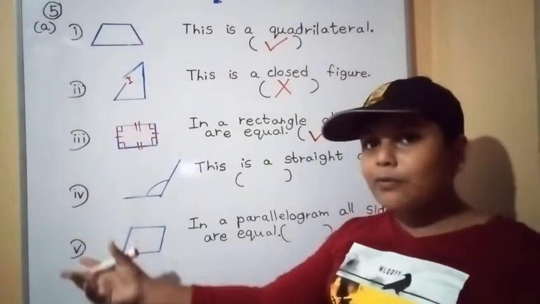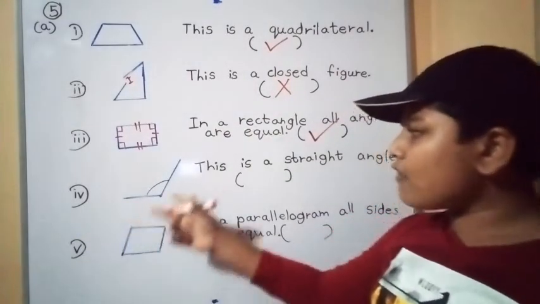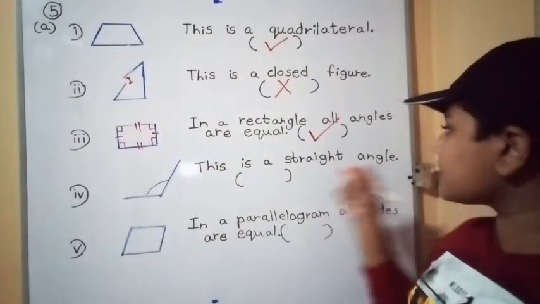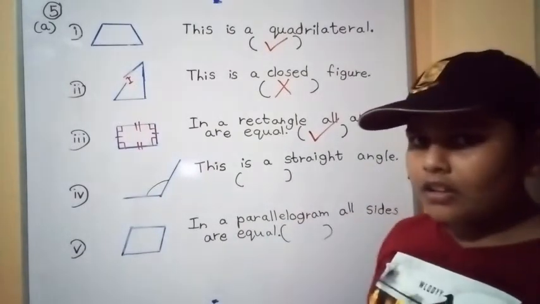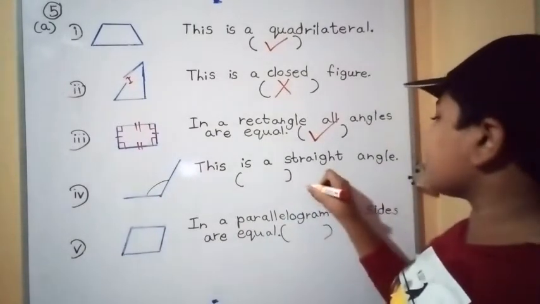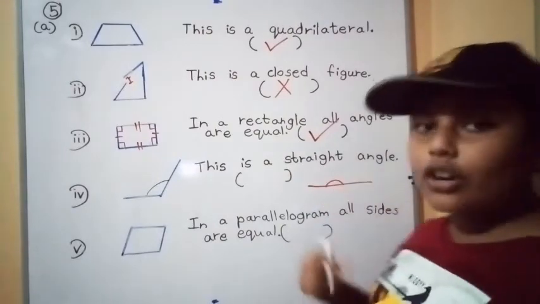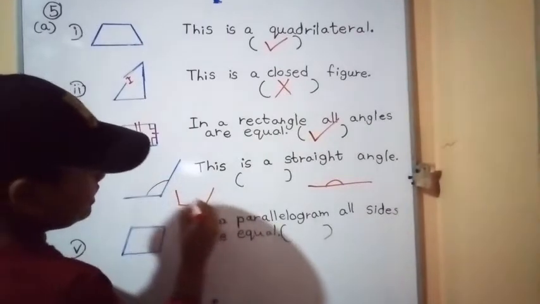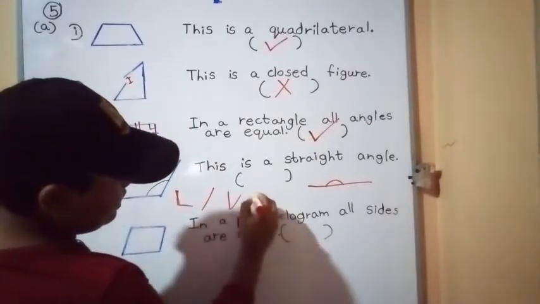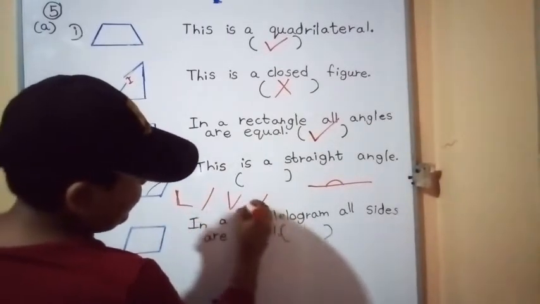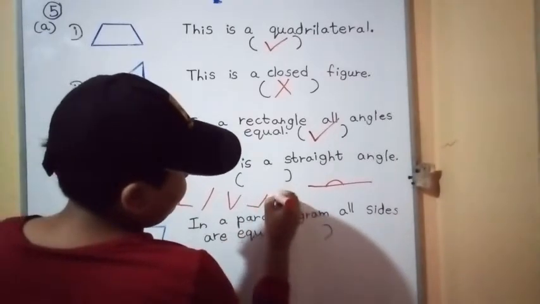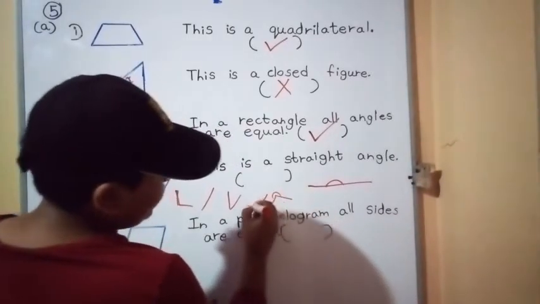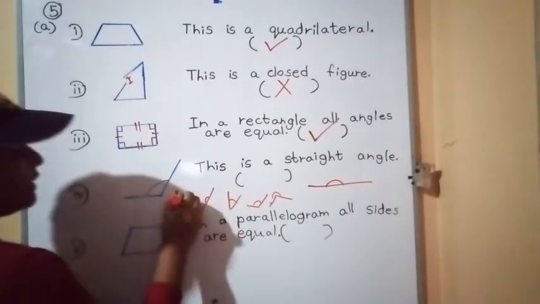Okay, let's move to the fourth one. They have an angle. This is a straight angle. What is a straight angle? Straight angle means like this. You know the 5 types of angles: right angle, straight angle, acute angle, obtuse angle and reflex angle. They have degrees like this.